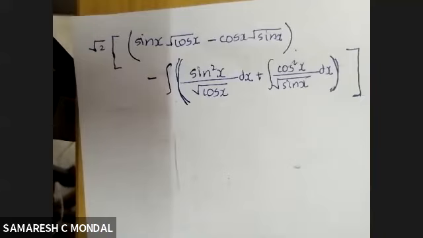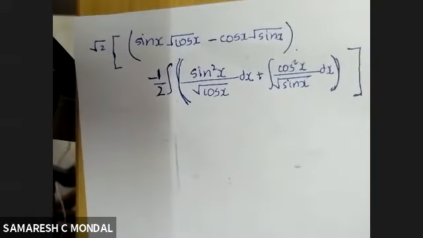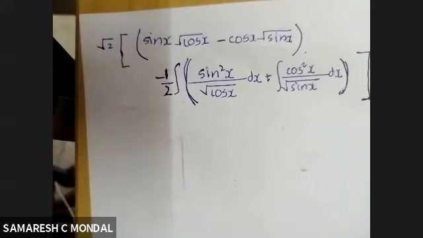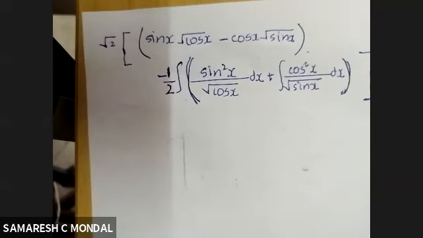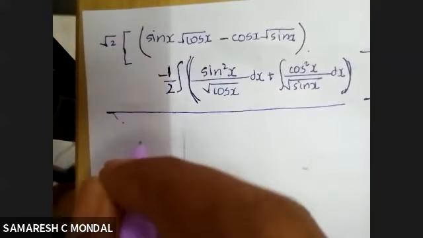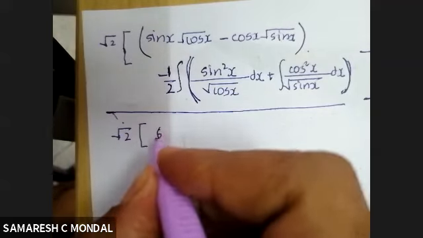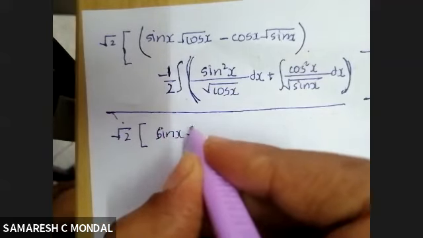And I forgot to write, and 1 by 2 also will be out. So I hope you got the answer. This is the second part. What was the first part? Root 2 times of sin x into root cos x minus cos x into root sin x.